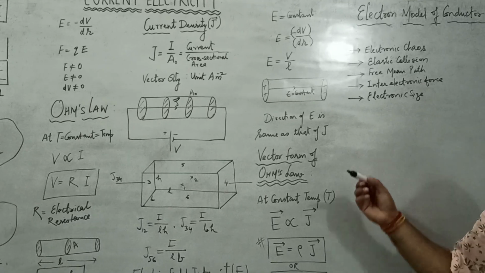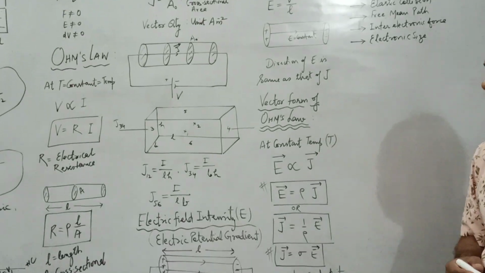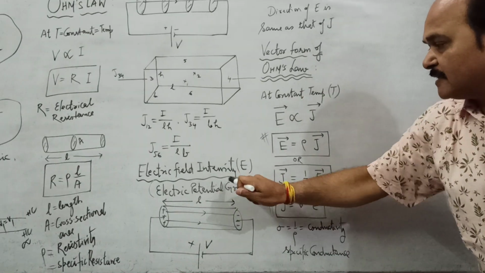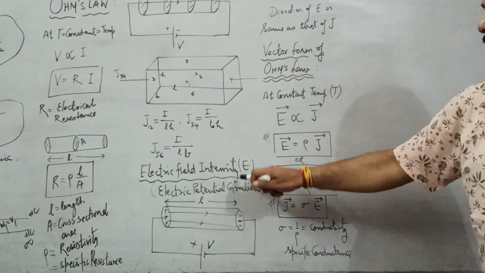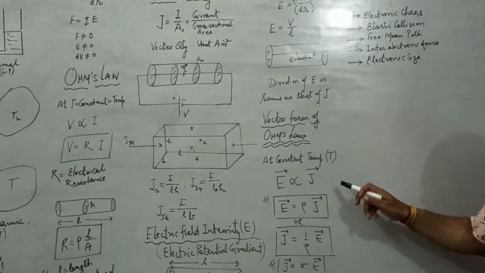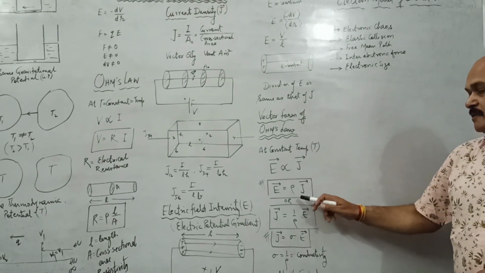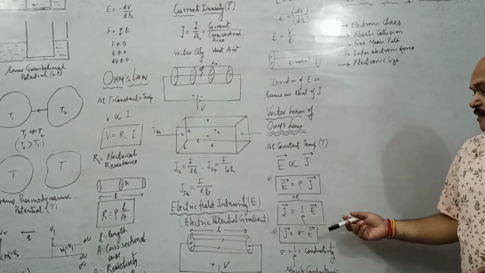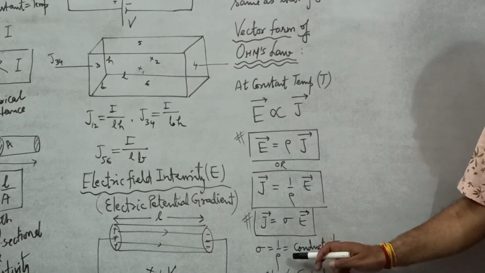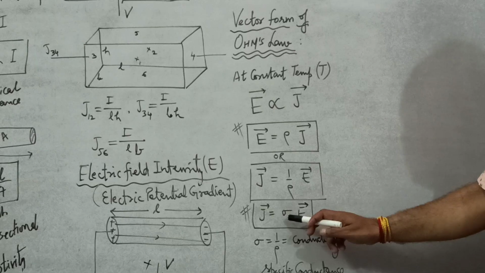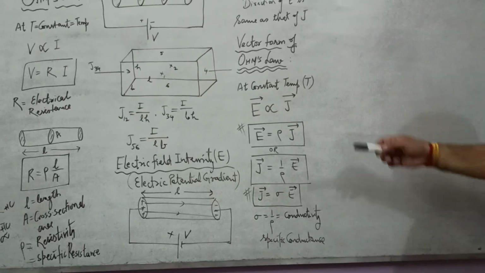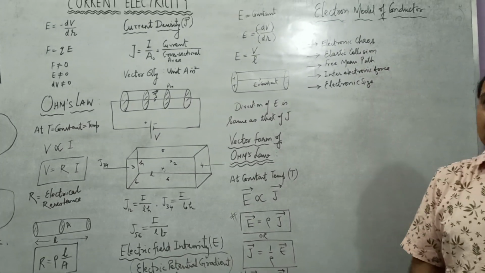Now, vector form of Ohm's law. Well, you are studying it for the first time. At constant temperature, electric field intensity or electric potential gradient across a conductor is directly proportional to current density. E is directly proportional to J at constant temperature. If we remove the sign of proportionality, we get a constant, that is called rho, specific resistance or resistivity. It can also be written as J is equal to 1 upon rho times E, and 1 upon rho is conductivity. So J is equal to sigma times E. Sigma is conductivity. Well, now let us proceed ahead with the electron model of a conductor.